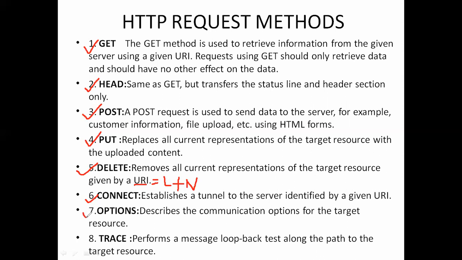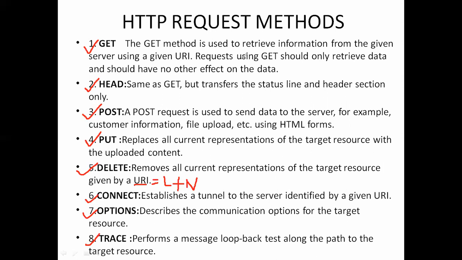And the seventh method is OPTIONS. It describes the communication options for the target resource. And the eighth method is TRACE. It is used to perform the loopback test. What is the loopback test? It just echoes the content of the requested message back to the requesting client.